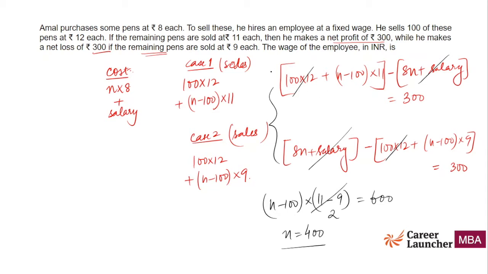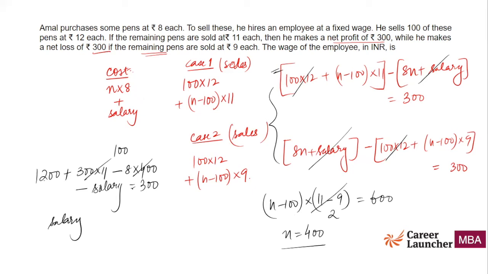Let's put n as 400 back into the first equation. So we will have 1200 plus 300 into 11 minus 8 into 400 minus salary is equal to 300. So this is 3300 and 3200, which will give us 100. 1200 plus 100 is 1300. 1300 minus 300. So salary is going to be 1000.